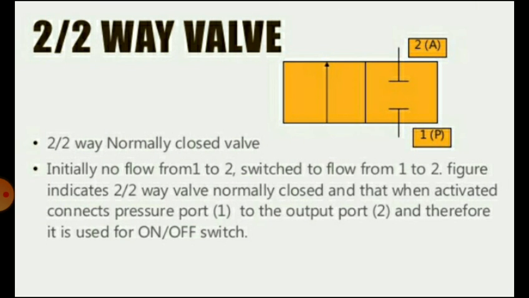Then the 2 by 2 way valve. It is a normally closed valve. So initially no flow from 1 to 2, and switch to flow from 1 to 2. The figure indicates a 2 by 2 way valve, normally closed, that when activated connects pressure port 1 to the outlet or output port 2, and therefore it is used for an on or off switch.